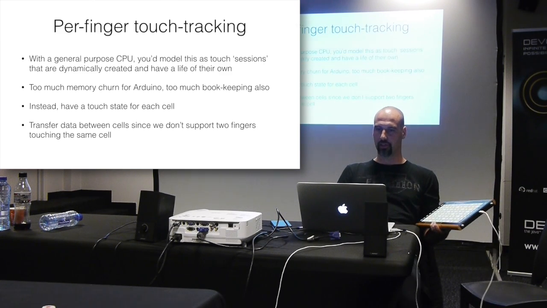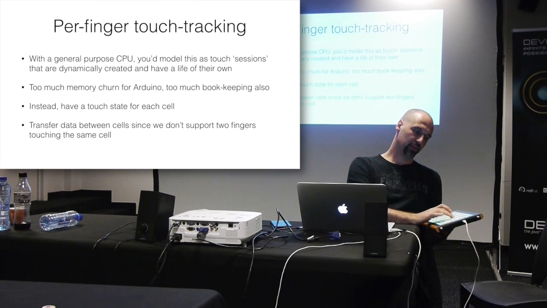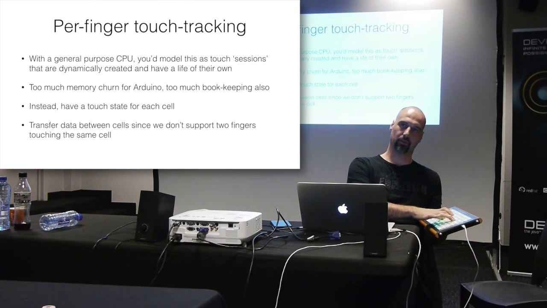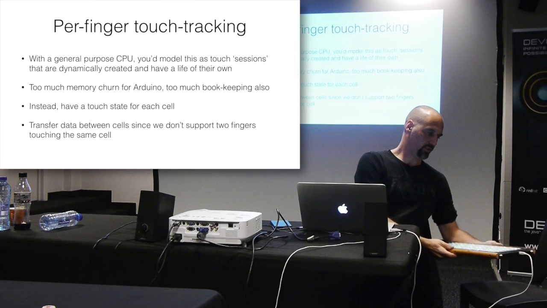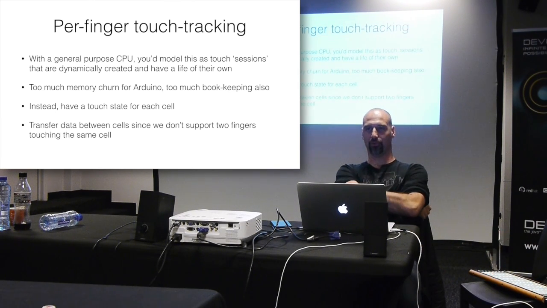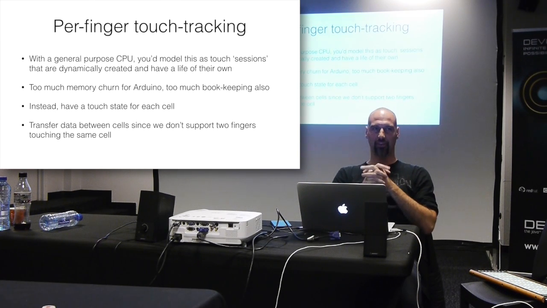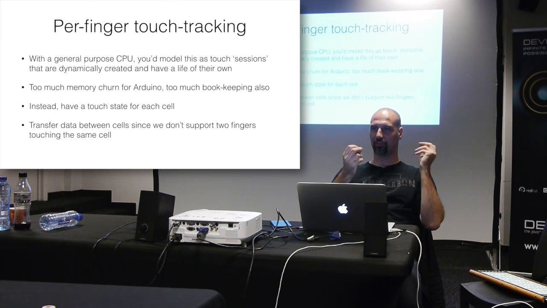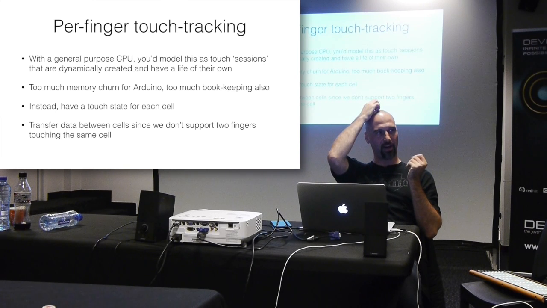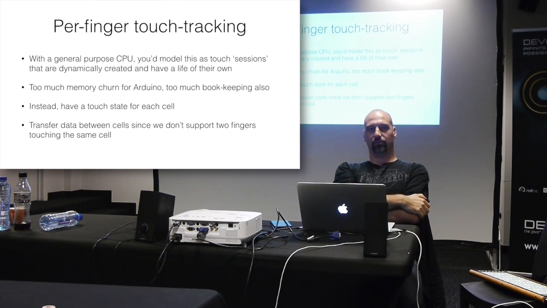And I already touched on this, so per-finger touch tracking, this thing, right? The Java developer in me would, well, I actually had a prototype doing that, would abstract out a touch session. So that starts, and then each touch session has a unique kind of identifier, and then I correlate these, and it doesn't work out. Too much memory churn, too much bookkeeping.